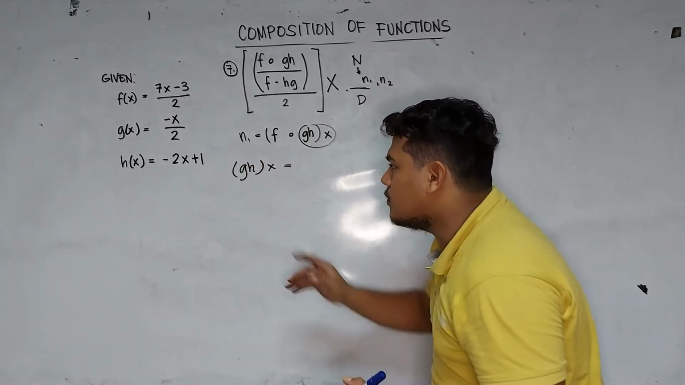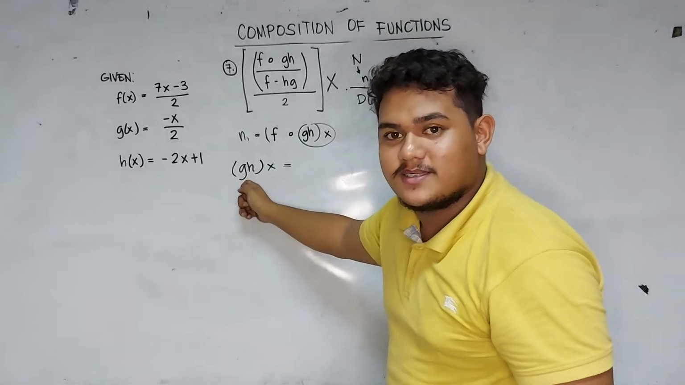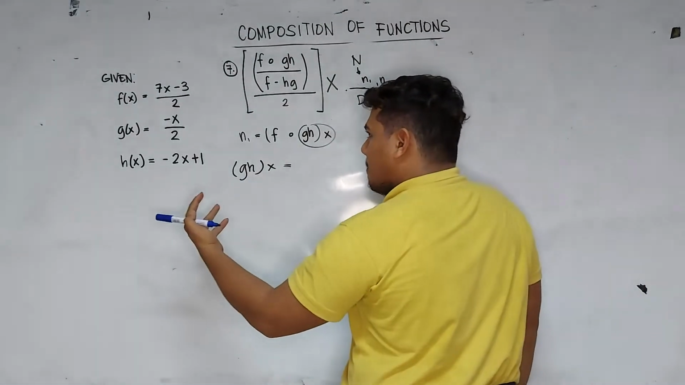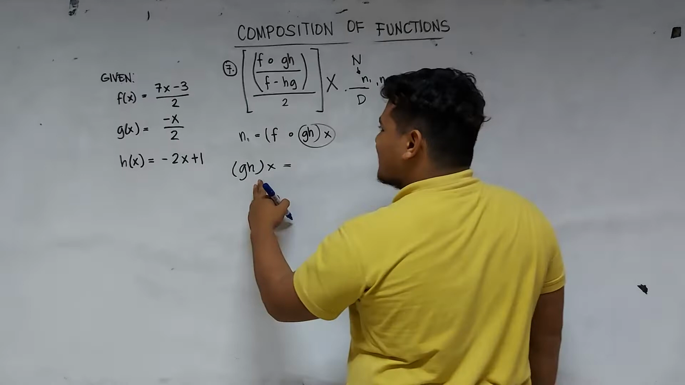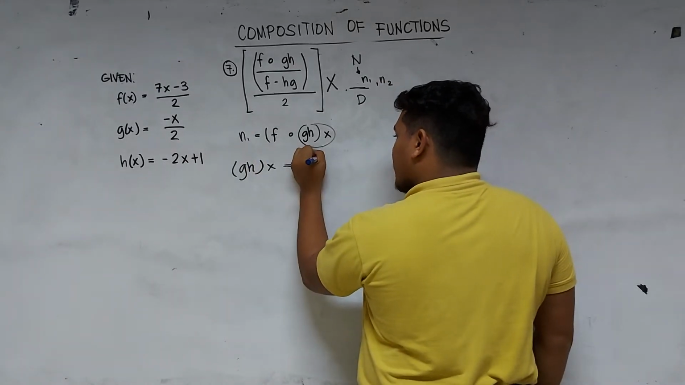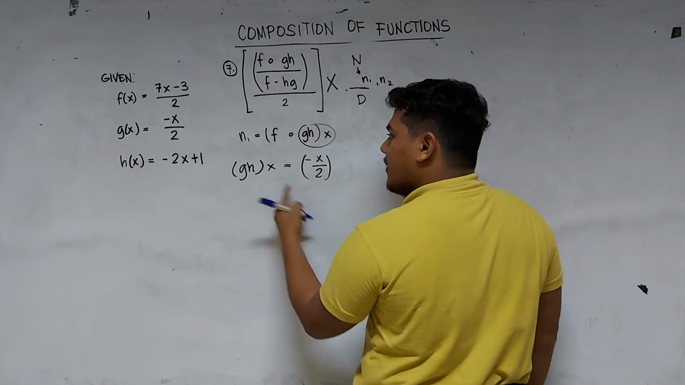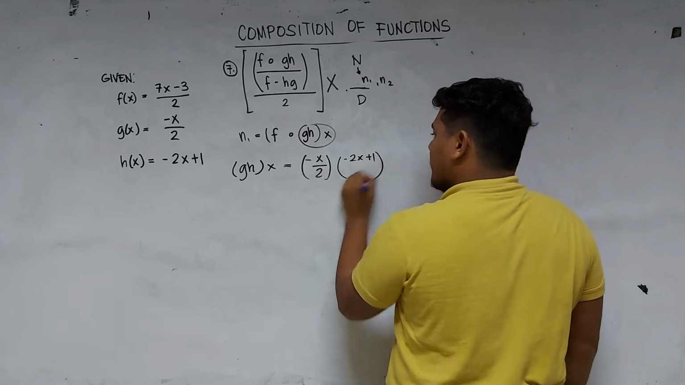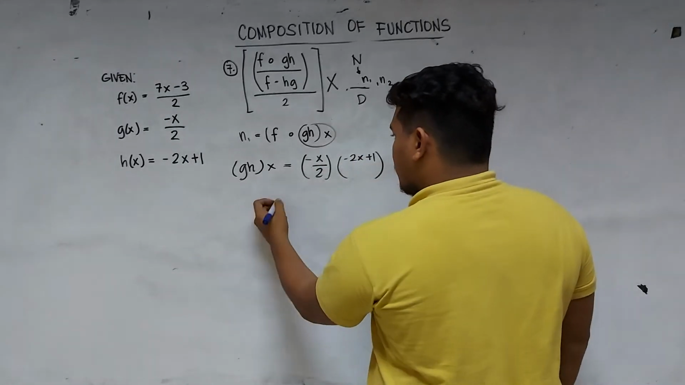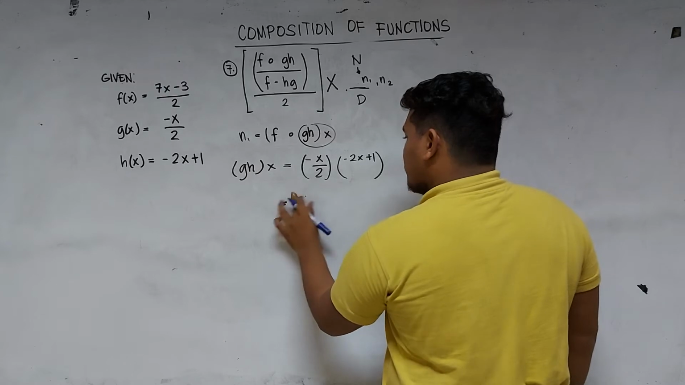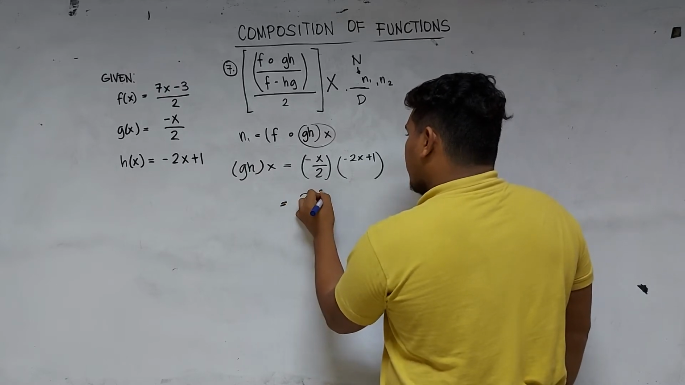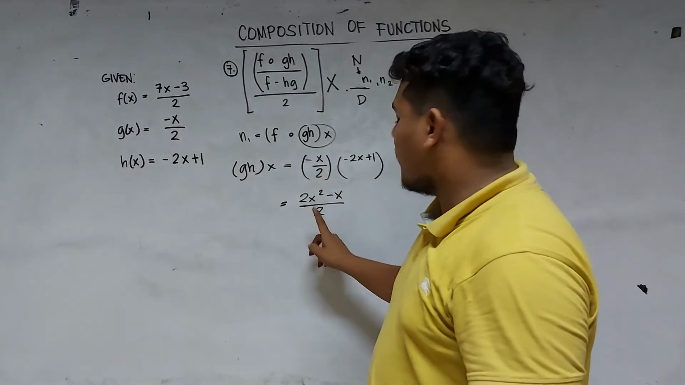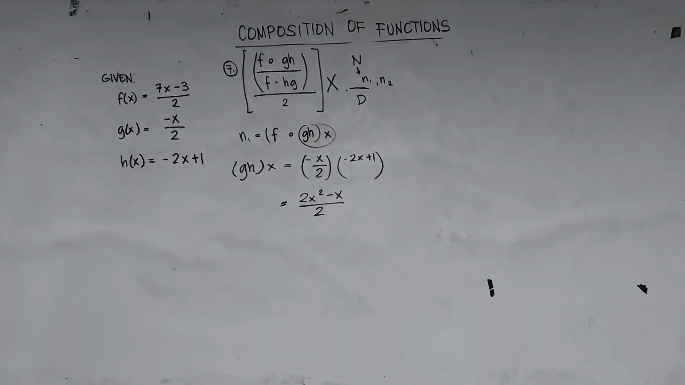gh of x is just equal to g of x times h of x. For multiplication, I'm so sorry. Let's continue. So what is the value of g? Negative x over 2 times. What is the value of h? Negative 2x plus 1, exactly. What do we do next? Multiply them both. This becomes positive 2x squared minus x over 2, right? GH is 2x squared minus x over 2. Am I doing it right?